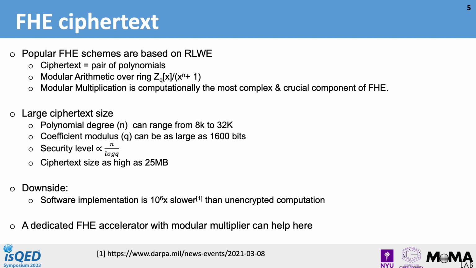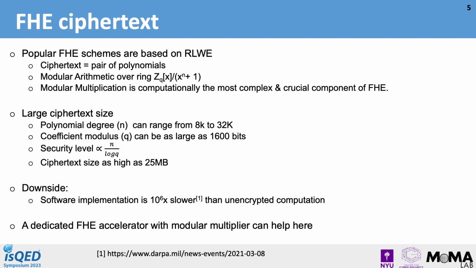Now let's look at the FHE ciphertext. FHE schemes are based on learning with errors. Here, the ciphertext has two polynomials modulo x^n plus 1, where n is the polynomial degree and it can be as large as 128k, and the modulus q can be as large as 1600 bits. Ciphertext size could be 25 megabytes or even higher. On this large ciphertext, modular arithmetic is performed, which makes modular multiplication the computationally most complex and crucial part of FHE.